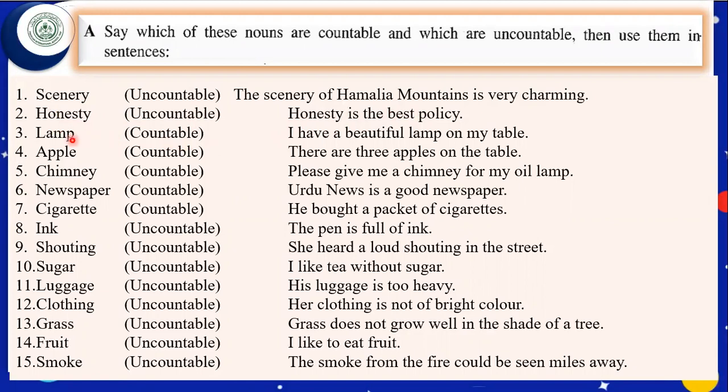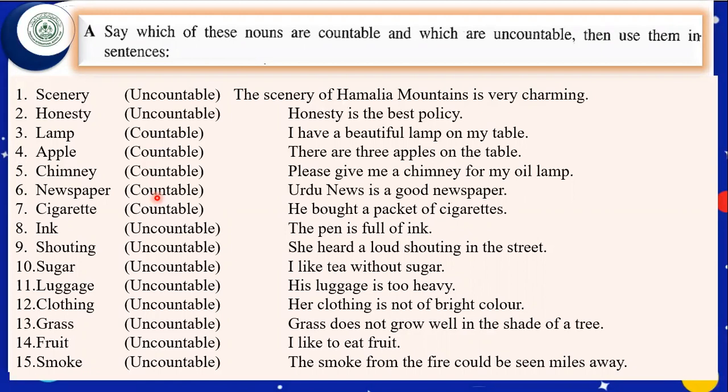Next is lamp. Lamp is countable. I have a beautiful lamp on my table. Apple, countable. There are 3 apples on the table. All these will be done like this. I think you know very well now.